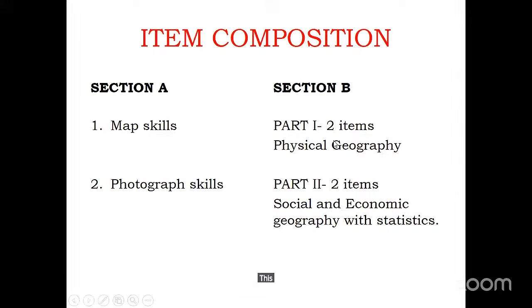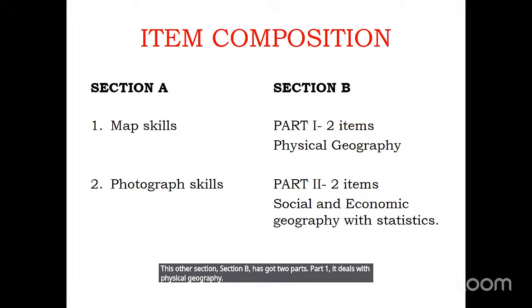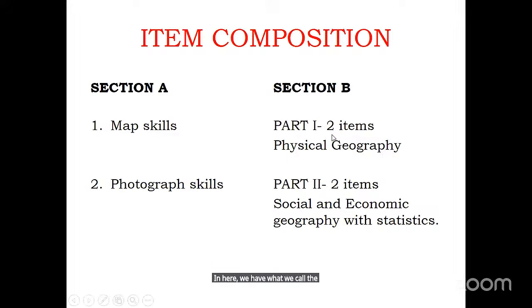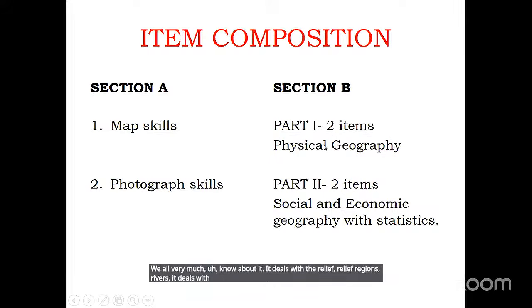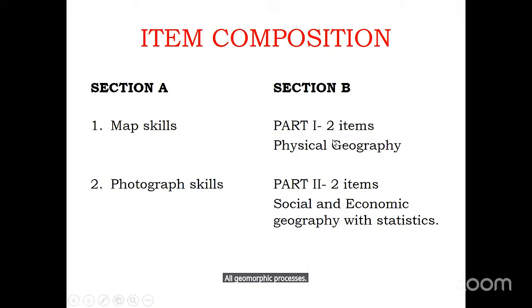This other section, section B, has 2 parts. Part 1 deals with physical geography. In here, we have what we call the element of construct 3. We all very much know about it. It deals with the relief regions, rivers. It deals with the lakes. It deals with all geomorphic processes that take place and that shape the earth.